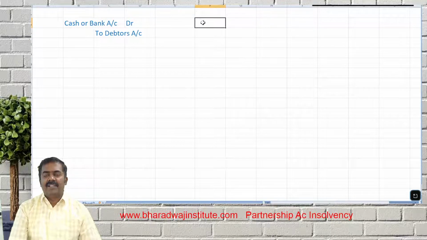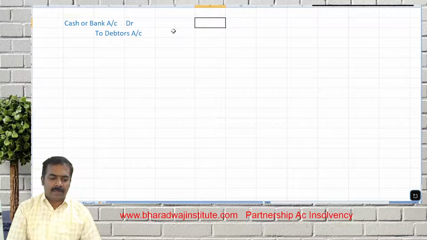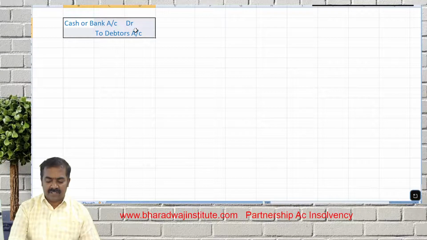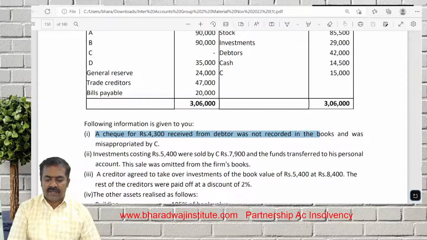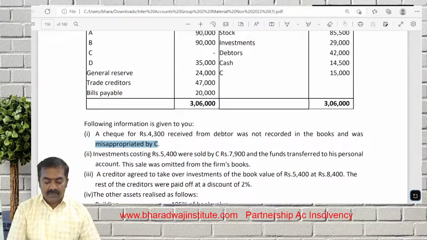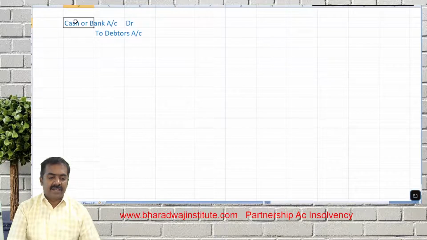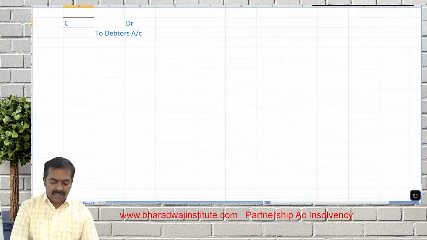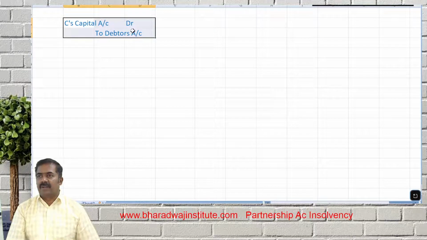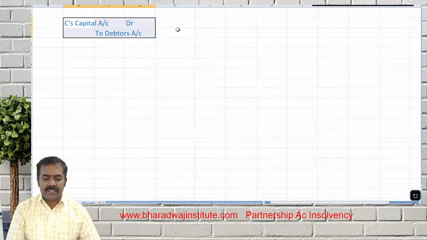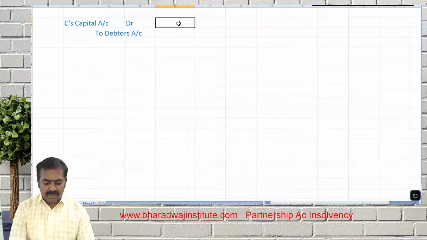But wrongly it is misappropriated, so it is not recorded at all in the books. A check of 4,300 received from a debtor was not recorded in the books and was misappropriated by C. When something is misappropriated, it is like drawings. That is C's capital account debit. Otherwise, the collection he has taken to his pocket.